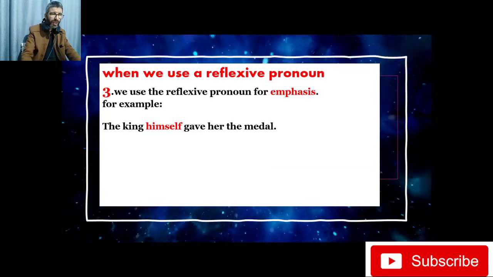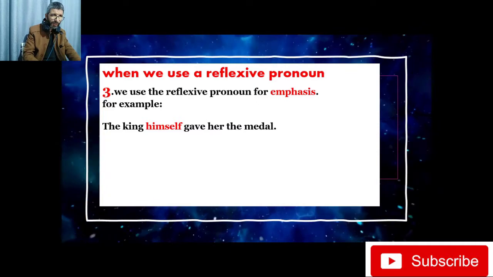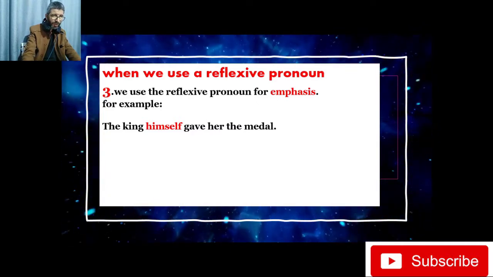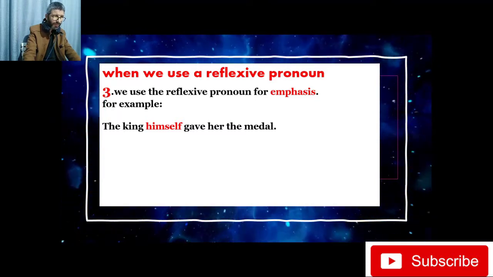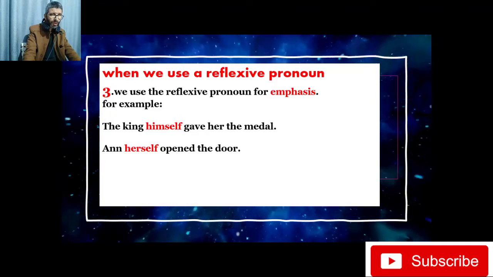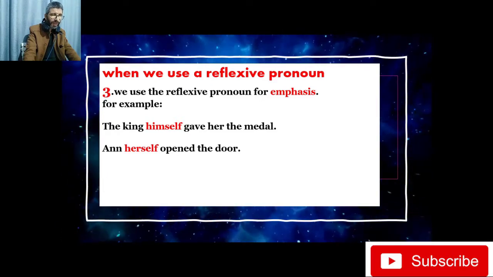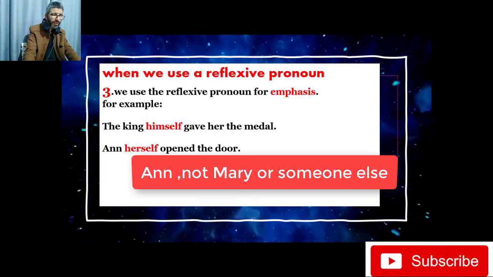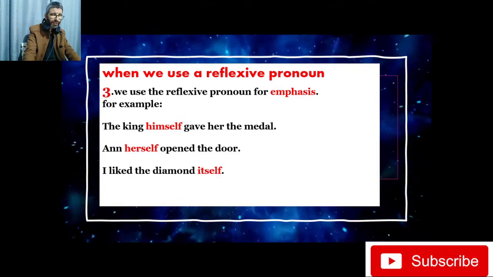But when we add himself, we want to give some emphasis, in Arabic we say ta'kid or tashdid. "Mary herself opened the door," and not "Mary opened the door." When we add herself, it means that we give it importance, and it's not someone else. It's not Mary, it's not John. "She herself opened the door." "I like the diamond itself."